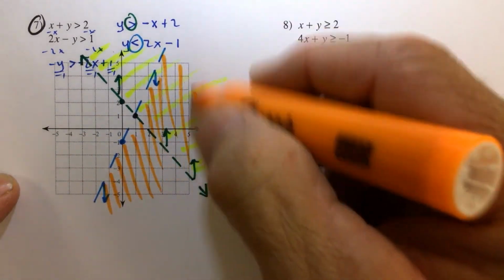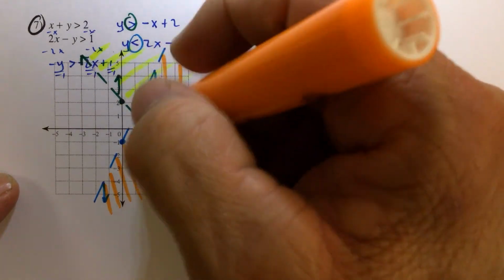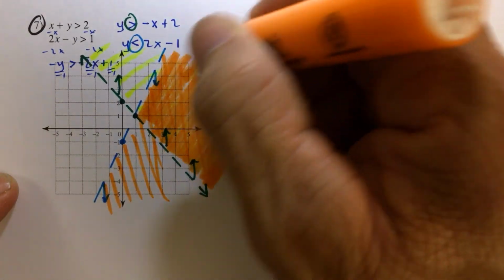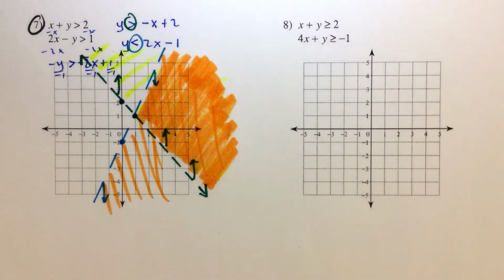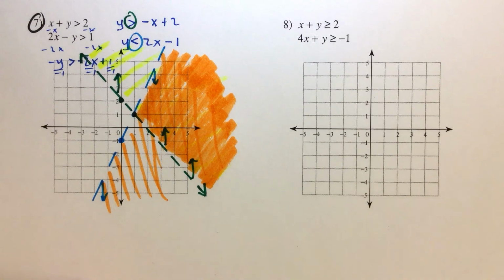And when we shade below the line, it should be pretty clear where the overlapping region is. And the overlapping region, again, is the region of ordered pairs that make both of the inequalities true. The blank region is the set of ordered pairs that don't make either of those inequalities true.